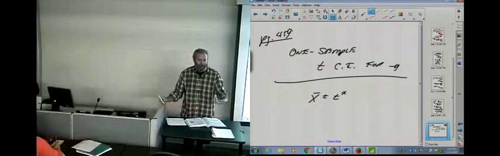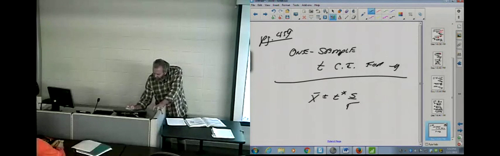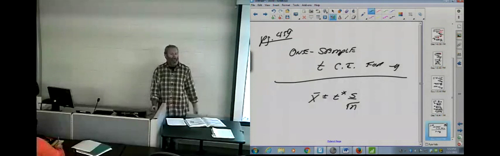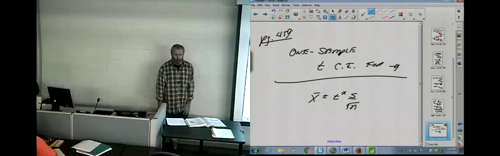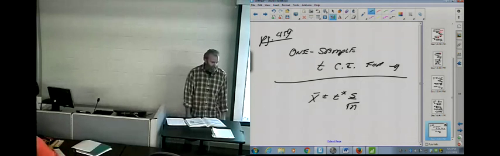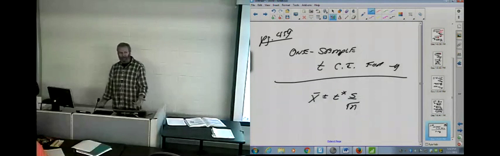Normally that's a Z star, right? That's a critical value based off the standard normal, and then S over the square root of N. That's the formula. You're not going to use it, right? We're going to get the software to do it for us, but that's what it looks like. Okay? Notice that's an estimate plus or minus a margin of error again.